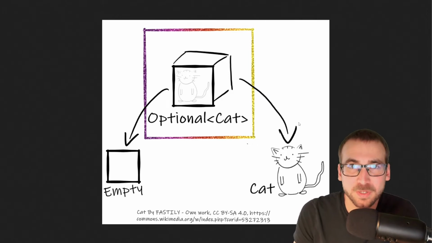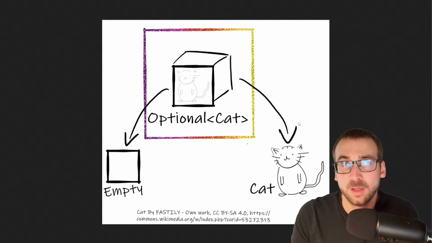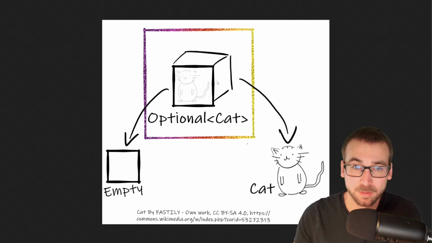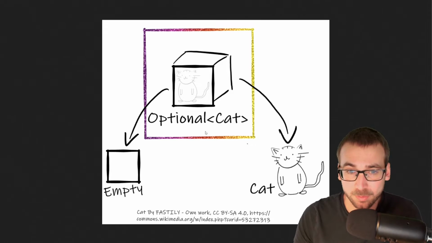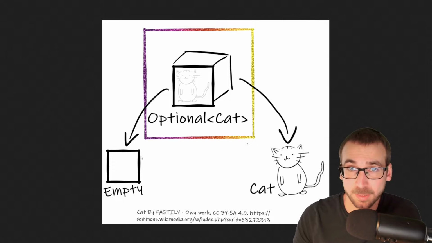An Optional is basically just a container for one single object. And that object can either be null or not null. Like in this instance, we have an Optional with a cat inside. There might be a cat, or there might be no cat, so it would be empty. As you see, the cat, the Java class contained in the Optional, is defined through a generic T.